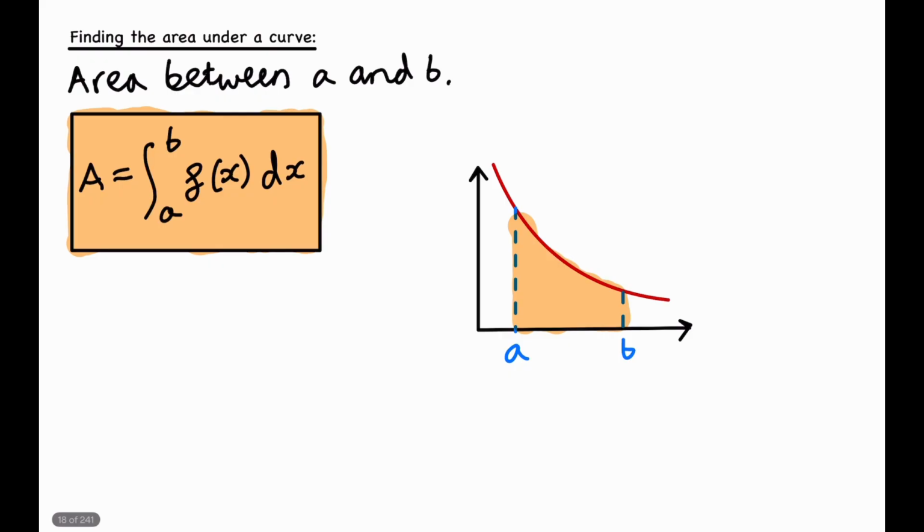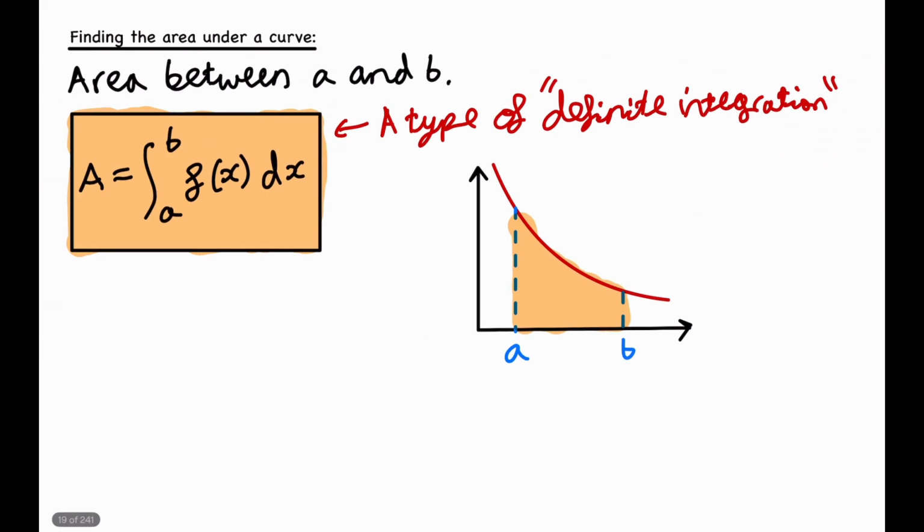And your notation will look something like this, where your area is equal to the integral of your function. So your function is this function in red, so this curve in red. And you integrate between your limits, so your upper limit would be b, and your lower limit would be a. So b and a, and this would be the notation. This notation just describes a type of definite integral. So this is a definite integral, and we'll explain why later.